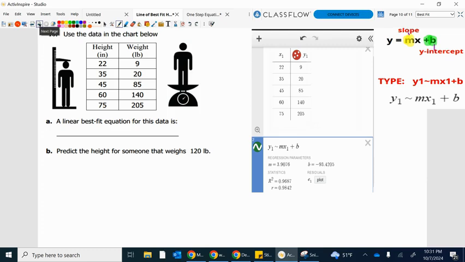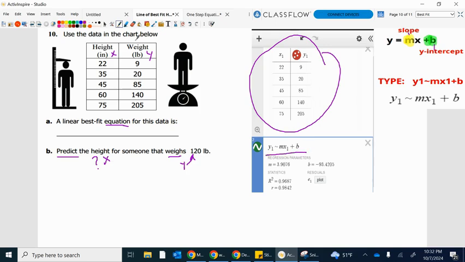And finally, we are going to use the data in the chart below. We'll need to write an equation and then predict the height. So height is X and weight is Y. So we do not know the X, and we know that the Y, the weight, is 120. So we're going to type in Desmos, type in our equation. Here is our M, here is our B. Let's turn it into an equation.